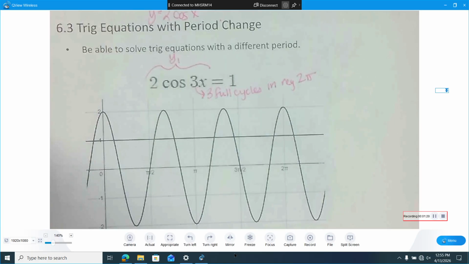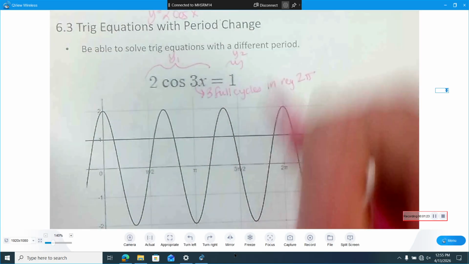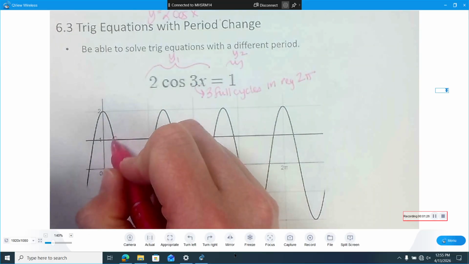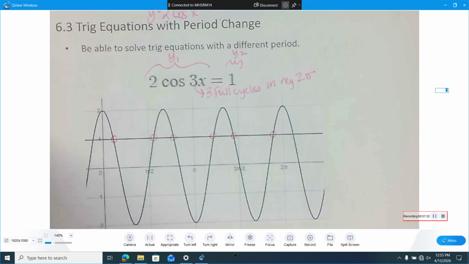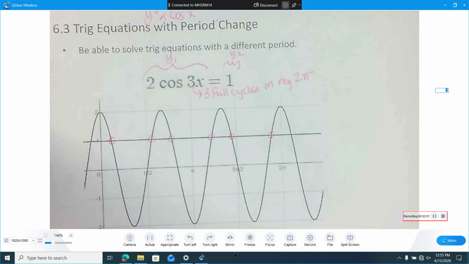And because of that, if we were to put in y2, where it equals 1, we have 1, 2, 3, 4, 5, 6 intersections. So today we have to think about all the different ways how many solutions we might have. We have to be very, very careful because our curve is cycling faster, okay? And so we could get a lot of answers. But Delta Math makes things nice and easy for us. So we just need to make sure to check our answers.